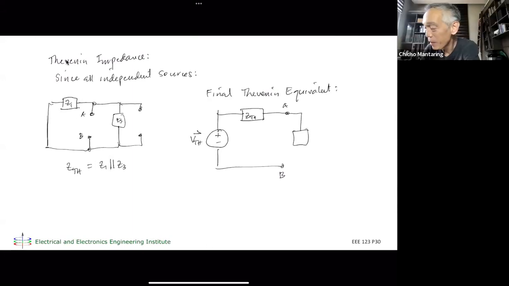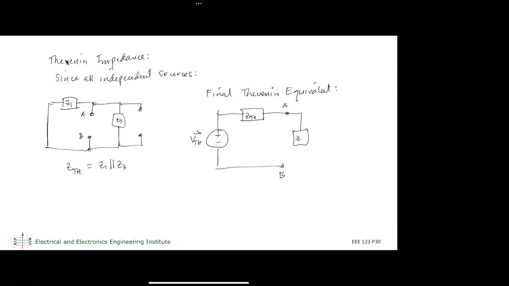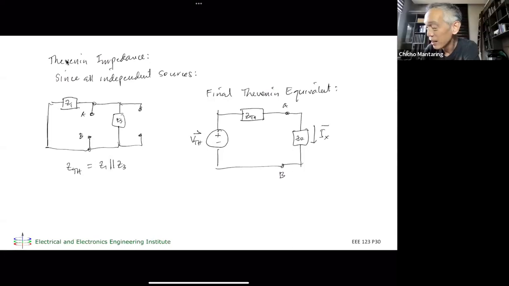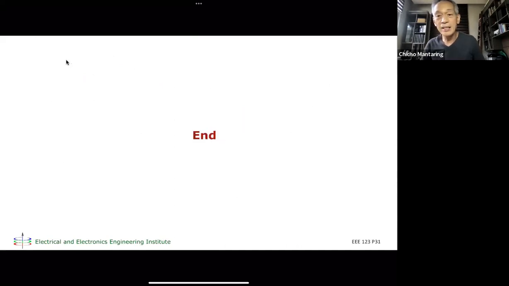That's right. So now I put back Z2. Okay? And this is now going to be my IX. And you notice IX now is just VTH over ZTH plus Z2. And that's my last slide.